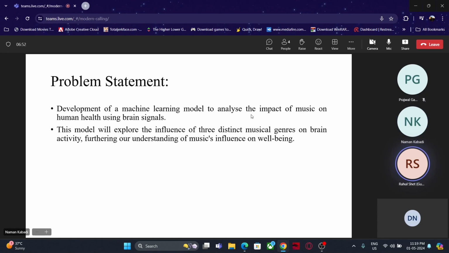So these are the contents, and our problem statement states that development of machine learning models to analyze impact of music on human health. And this model will explore the influence of three distinct musical genres on brain activities. Further, our understanding of music influence and well-being.